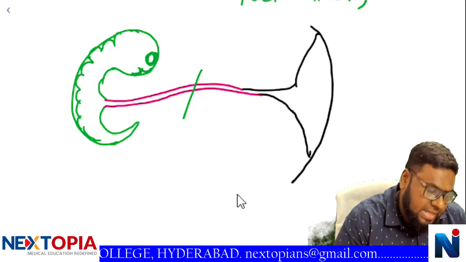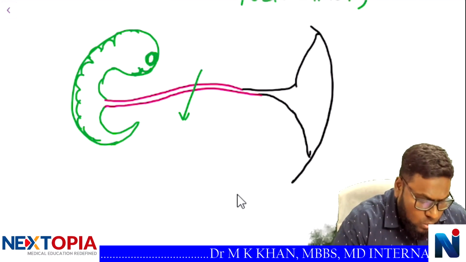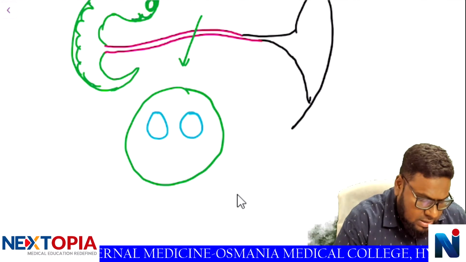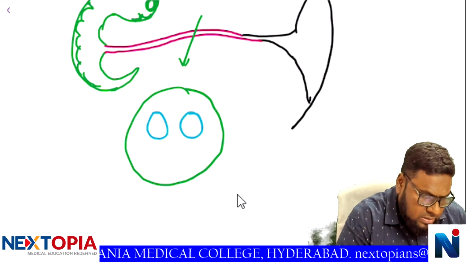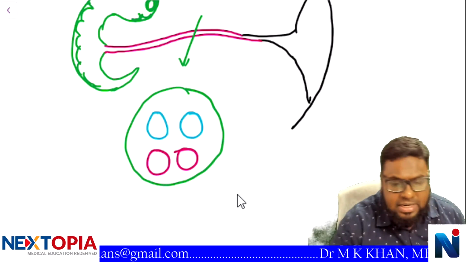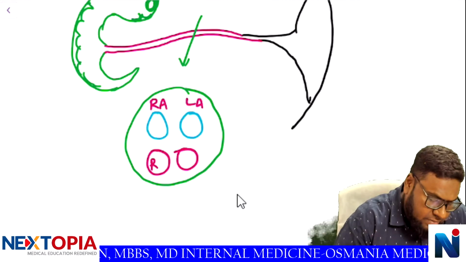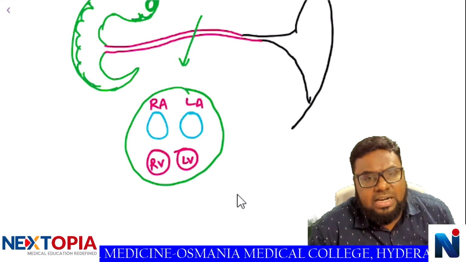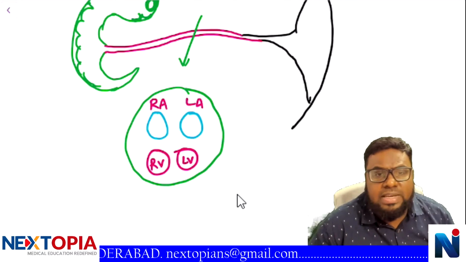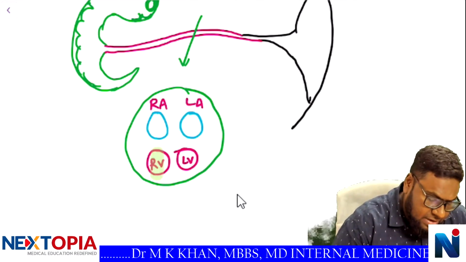If you take a cross section of this umbilical cord, you will find two arteries and two veins. We have a right artery and right vein, a left artery and left vein. At first there are two arteries and two veins, but later the right vein disappears, and only the left vein is left.